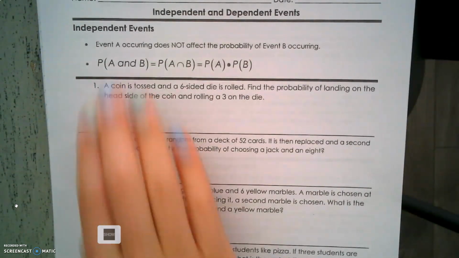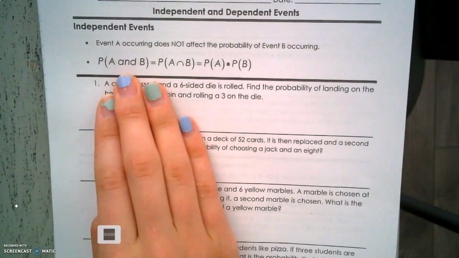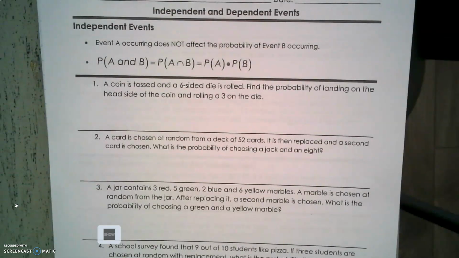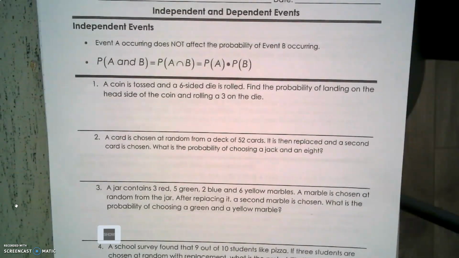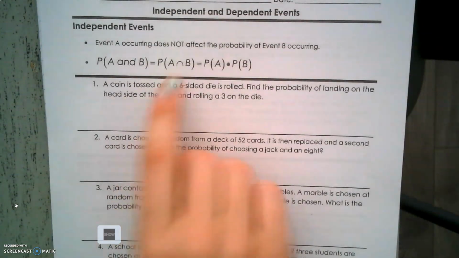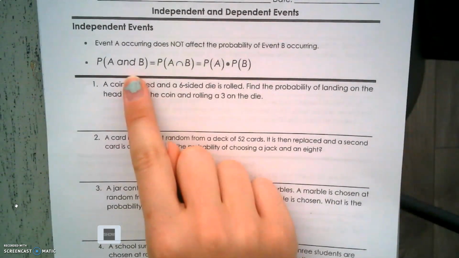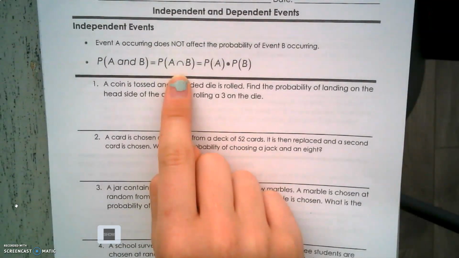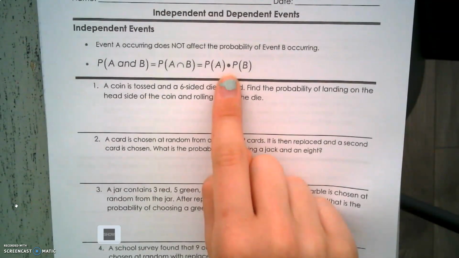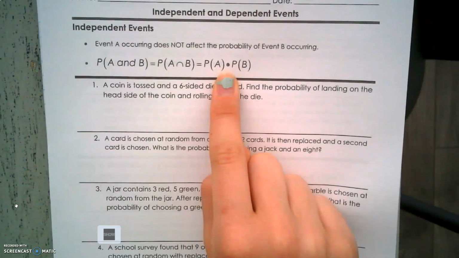The formula for that, we use the word and. So A and B are happening. They're both happening just separately. They don't need each other. So remember, and is that word intersection, represents intersection. And we're going to multiply these probabilities together.